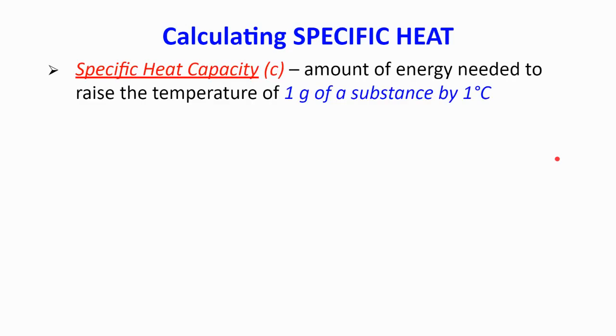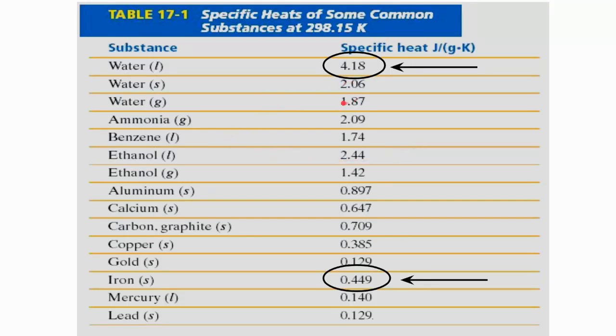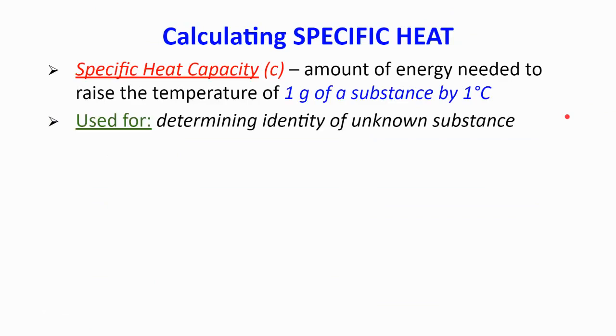All right. So specific heat capacity, or this lowercase c, once again, is the amount of energy needed to raise the temperature of 1 gram of a substance by 1 degree Celsius. And it's used for determining the identity of unknown substances. So if we were to go back to the prior slide, each substance has its own specific heat. So you could solve for c and it could identify what your substance is. So it's used for identifying unknown substances in certain situations.